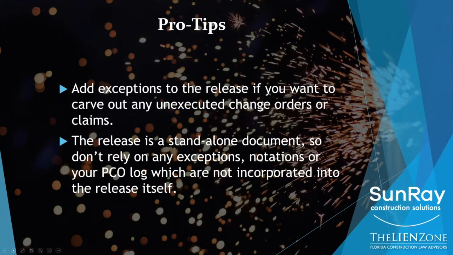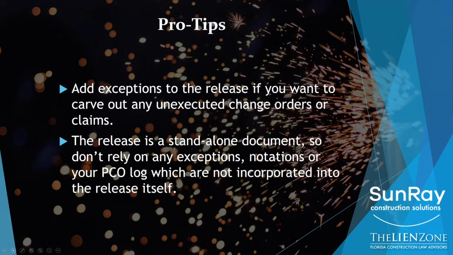So here's a pro tip for you. You need to add exceptions to the release if you want to carve out any unexecuted change orders or claims. So for example, if in this pay period I have submitted, whether you call it a SCO or PCO or whatever acronym you use for your change order, that you have submitted to the contractor who may be submitting it to the owner. So maybe you call it a PCO 7, right? So this pay period, you have PCO number 7. It hasn't been approved yet, and you've done the work.